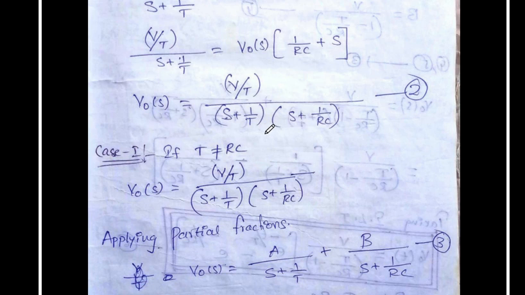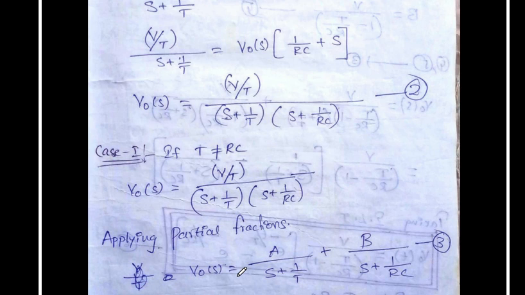Now, by using partial fractions expansion, we are going to simplify the expression in equation number 2. But here there are two cases. First case is if T is not equal to RC. If T is equal to RC, that is the second case. Now coming to the first case, if T is not equal to RC, then V naught of S is equal to, writing the same expression, V by T whole by S plus 1 by T into S plus 1 by RC. Now apply partial fractions to this equation.